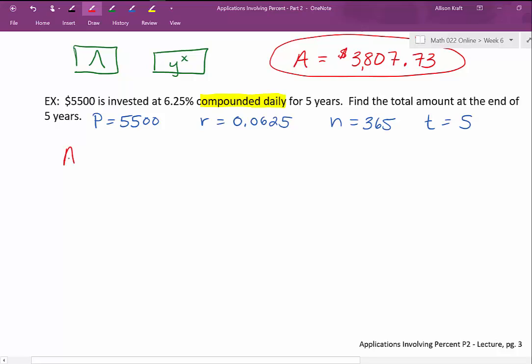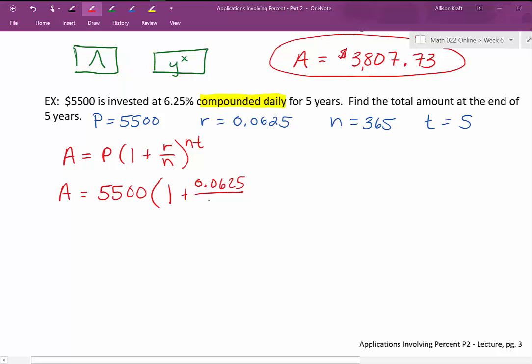We plug that into our formula. A equals P times 1 plus R over N raised to the N times T power. A equals 5,500 times 1 plus 0.0625 divided by 365 raised to the 365 times 5 power.